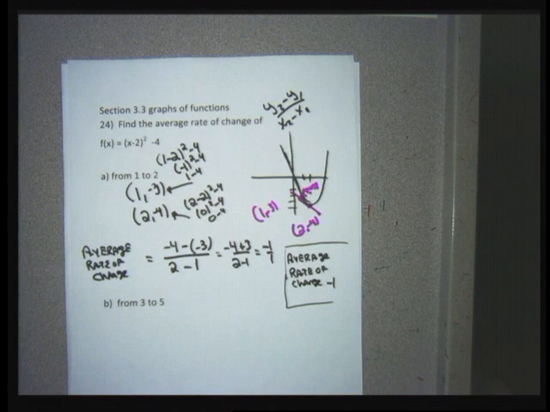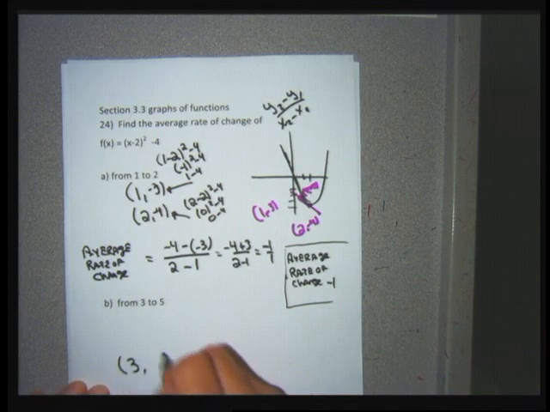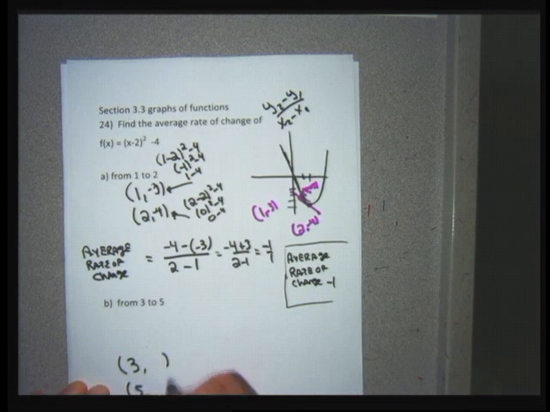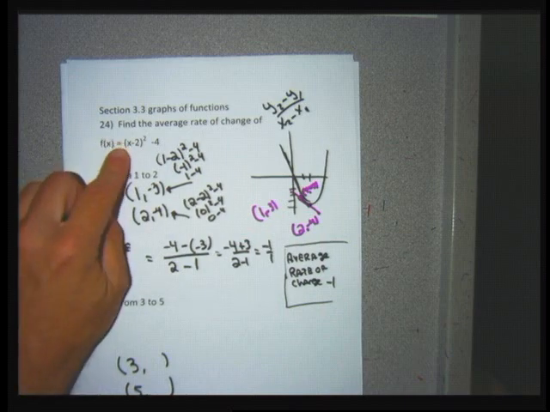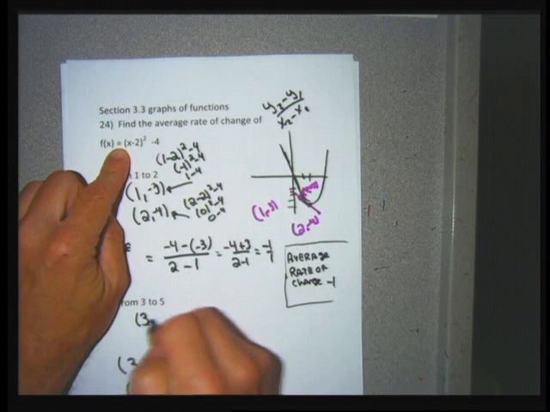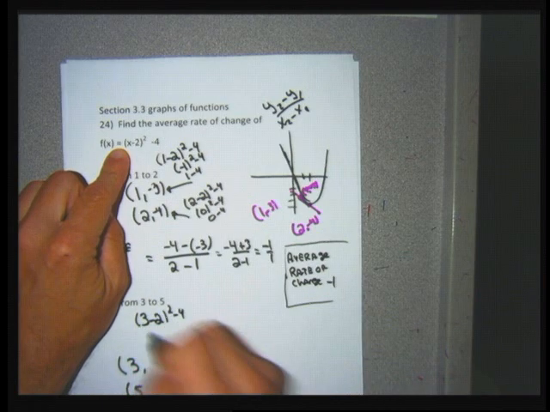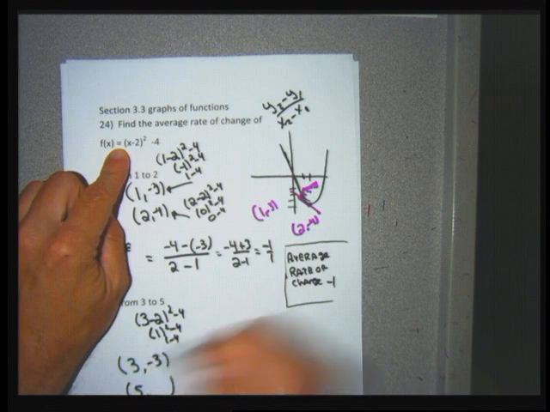If I wanted to do part B, I'm trying to construct 2 points. I'm trying to construct the point 3 comma something and 5 comma something, and I want to find the slope of the line that connects those 2 points, because the average rate of change is the slope of a line that connects 2 points on a graph. To find each of the y's, I'm just going to plug the numbers into the original function. So to get the y for 3, I'm going to go 3 minus 2 squared minus 4. That's going to be 1 squared minus 4. That's 1 minus 4, which is negative 3.